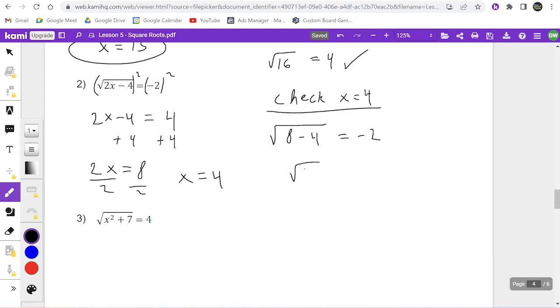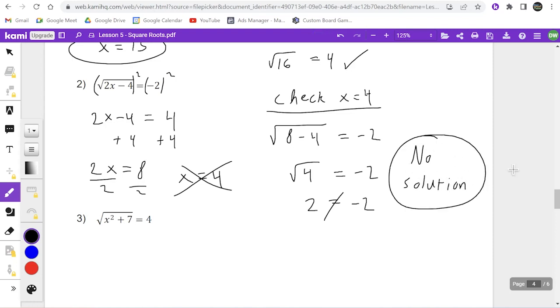8 minus 4 is root 4. Does root 4 equal negative 2? No, it does not. Square root of 4 is 2, positive 2. And it does not equal negative 2. So that means x equals 4 is not a solution. So then what do we write? Do we write nothing? You should write no solution. Don't keep it blank. Write no solution and circle that. That's what you do if that happens. Any questions there?